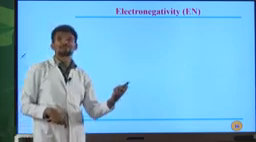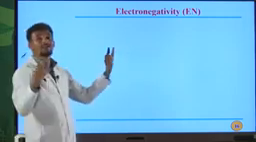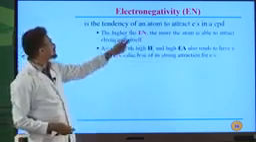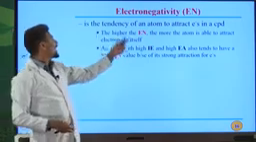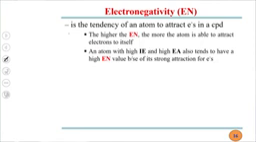Another periodic property is electronegativity. This is nothing but the ability of an atom to attract electrons to itself in a compound. So this is the definition of electronegativity. The higher the electronegativity, the more the atom is able to attract electrons to itself. An atom with high ionization energy and electron affinity also tends to have high electronegativity. So they are directly proportional.